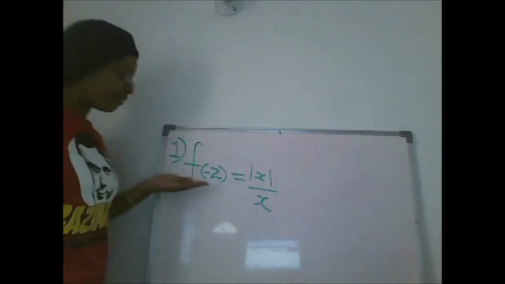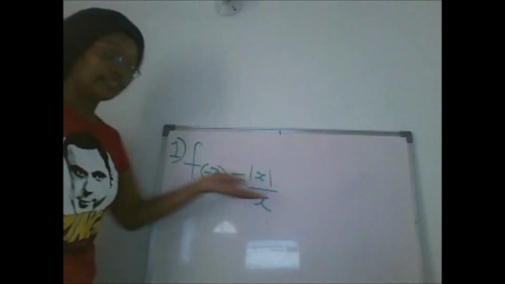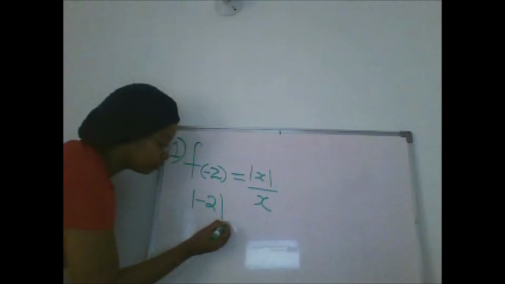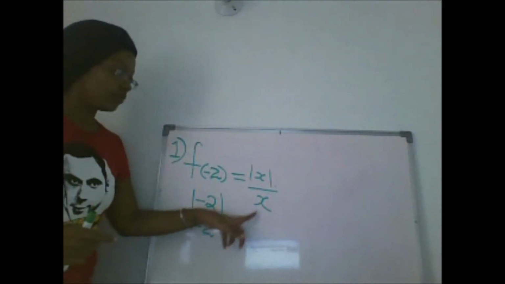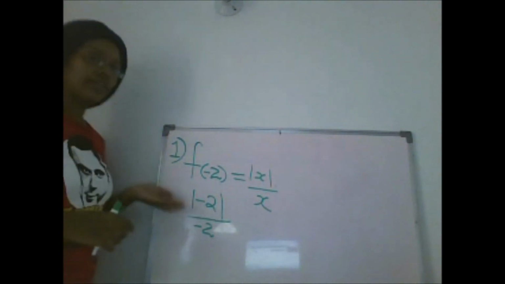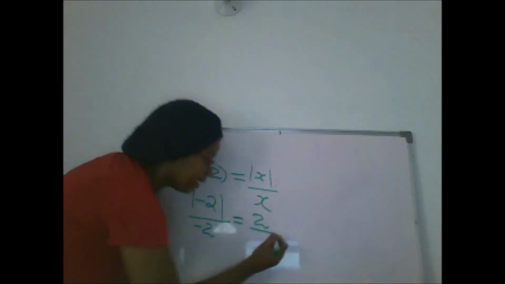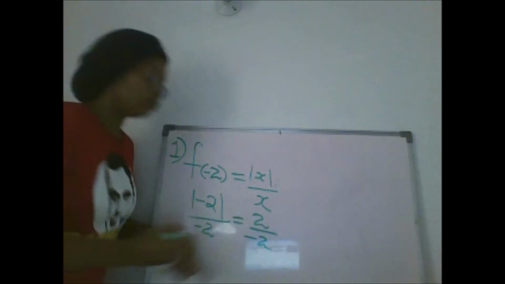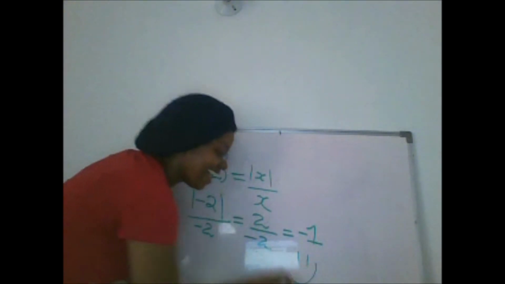Okay, so this time we have f of negative 2. And as I said before, we're going to put it into this equation. So we get the absolute value of negative 2 divided by negative 2 down here, because we substituted negative 2 for where the x's are. So the absolute value of negative 2 is going to give you a positive 2. And we have back the negative 2 down here. And 2 divided by negative 2 gives you a negative 1. Yay!